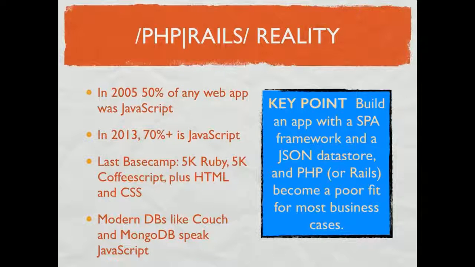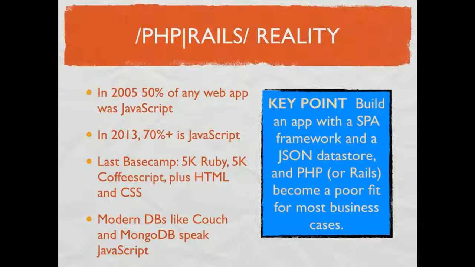The last version of Basecamp, which is one of the more famous Ajax applications out there, and it was the start of the Rails application framework, came from it, was 5,000 lines of Ruby and 5,000 lines of CoffeeScript, 50-50. And that's a server-side application. They use some JavaScript in the browser, well, a lot, obviously, from the numbers there. CoffeeScript is a very concise version of JavaScript. It's about the same density as Ruby. And then the backend databases like Couch and MongoDB speak JavaScript, and so JavaScript is really taking over web applications.